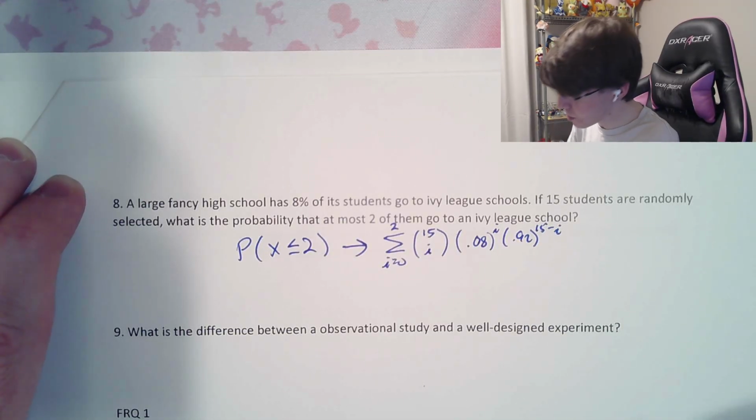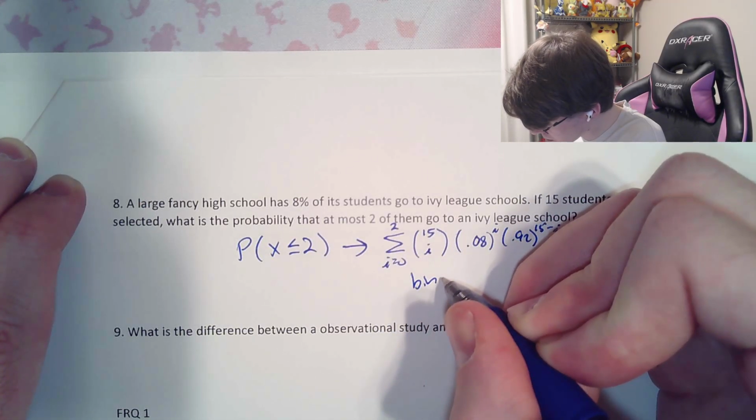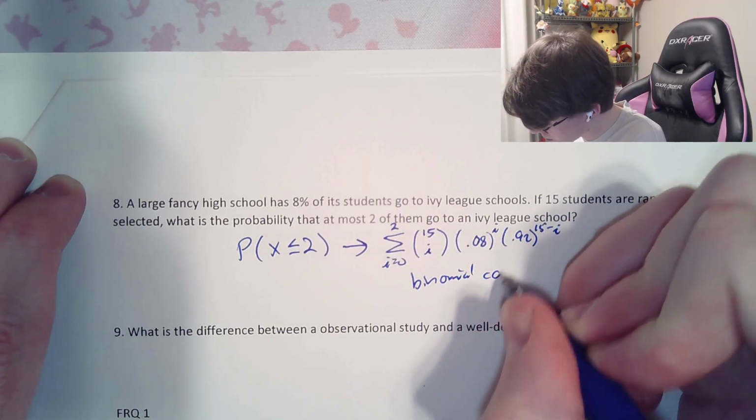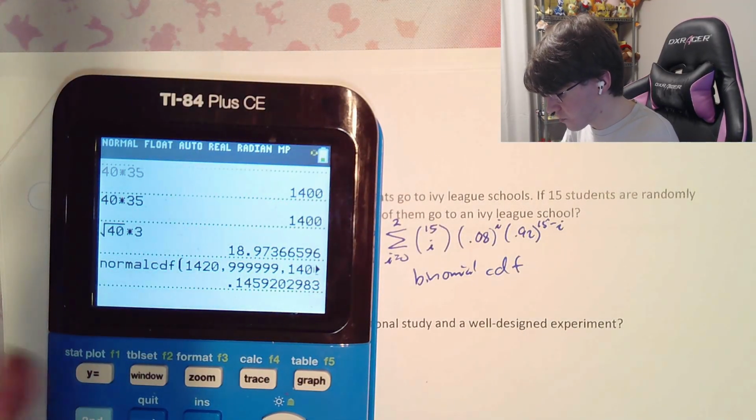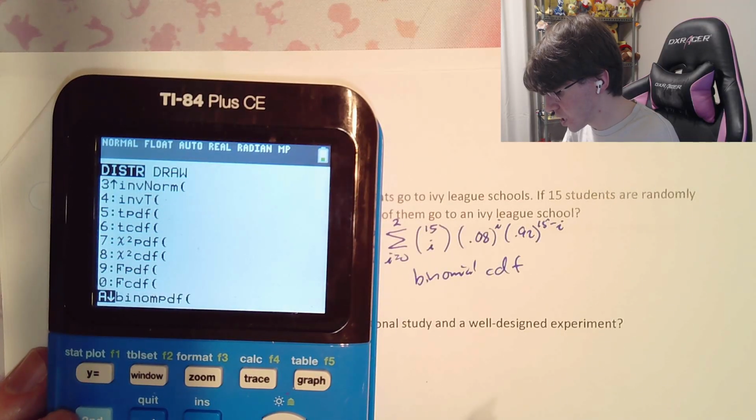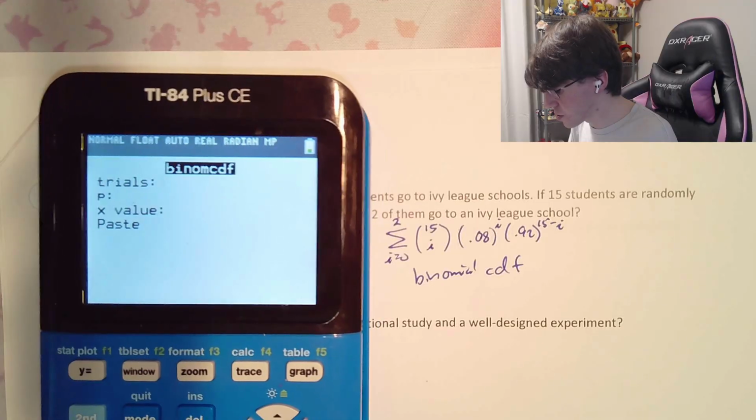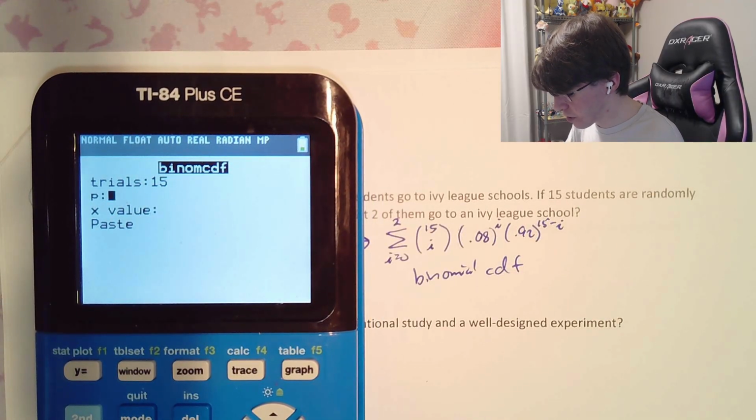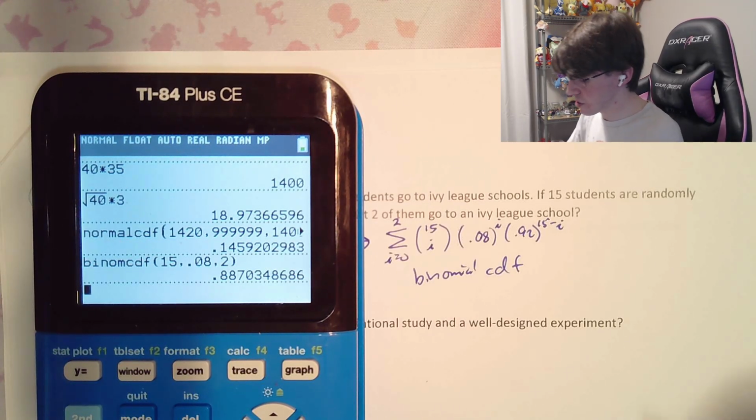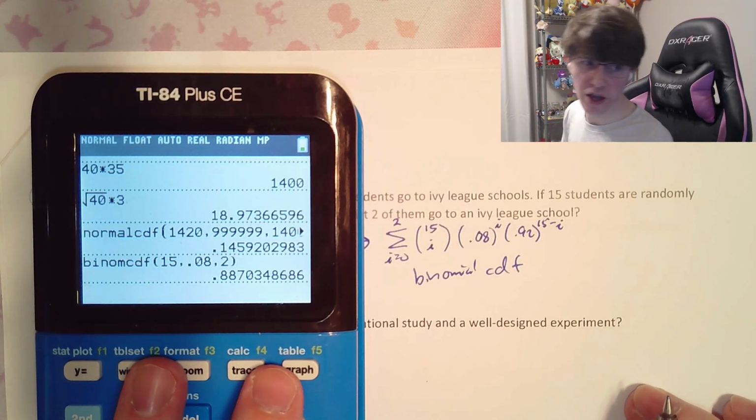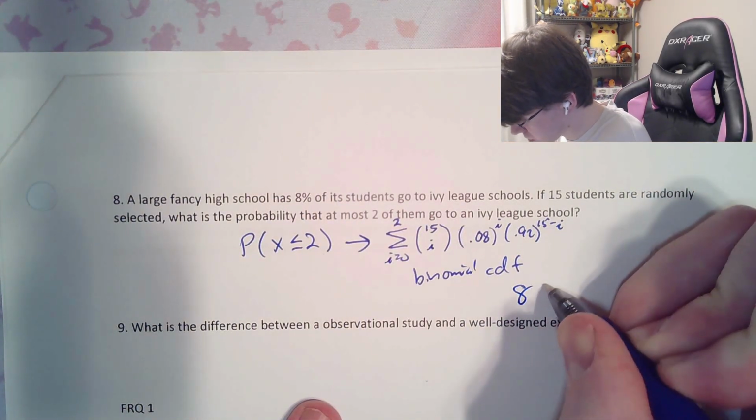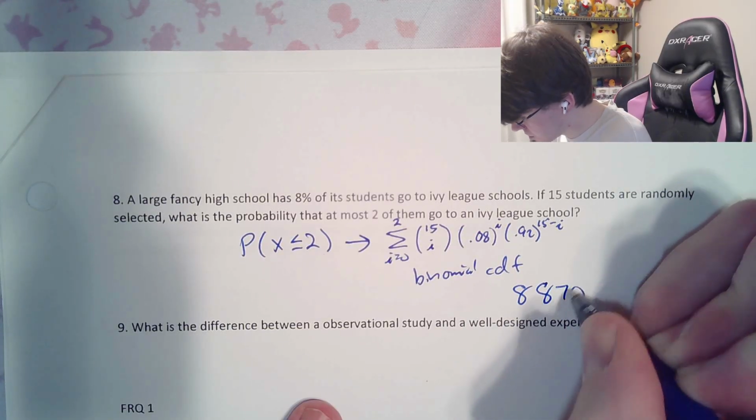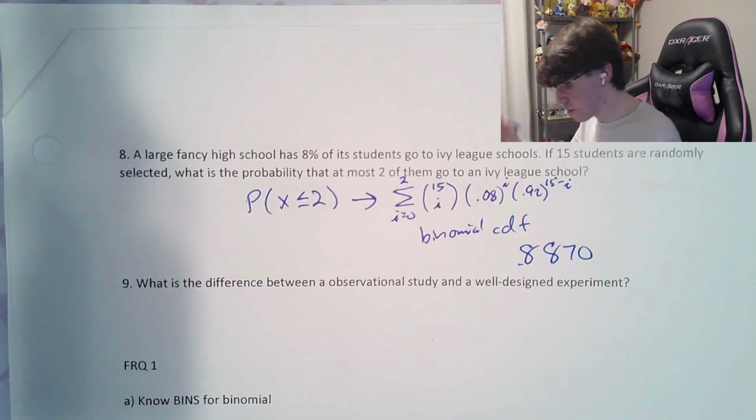You could just do it that way, or the better way is binomial CDF on the calculator. Please use that button, it's your buddy. So second vars, binomial CDF, boom, right there. Our number of trials is 15, our probability of success is 0.08, our X value is 2, and that is it. We're done. It turns out there is an 88% chance that at most 2 of them go to the Ivy League school. So we got 0.8870 in our calculator. Boom, done.